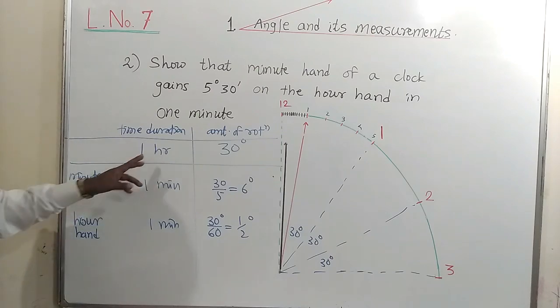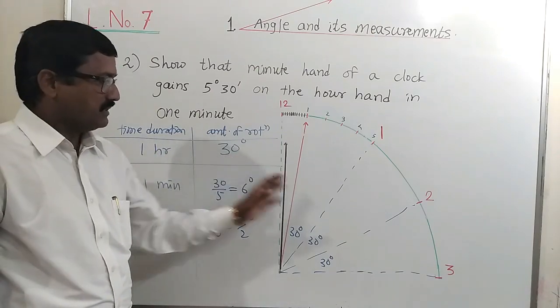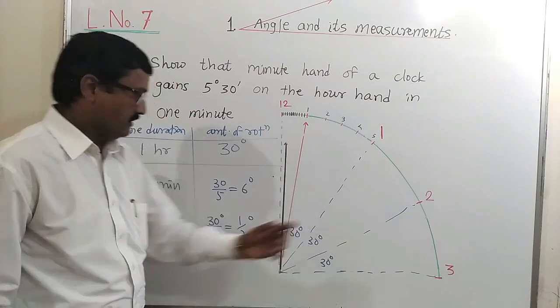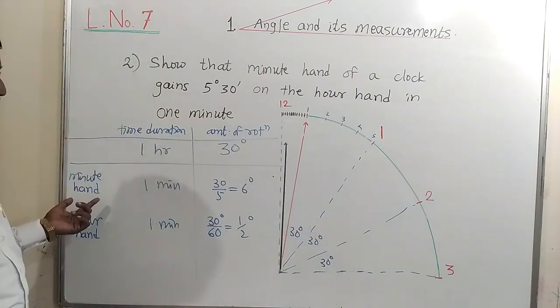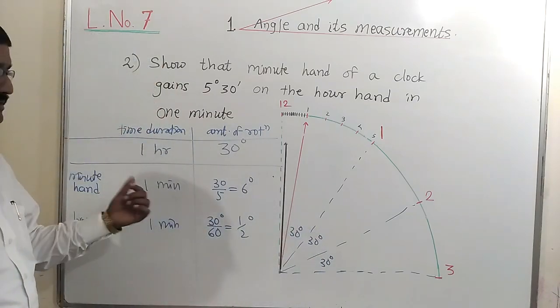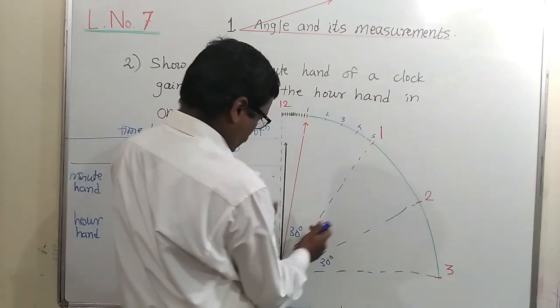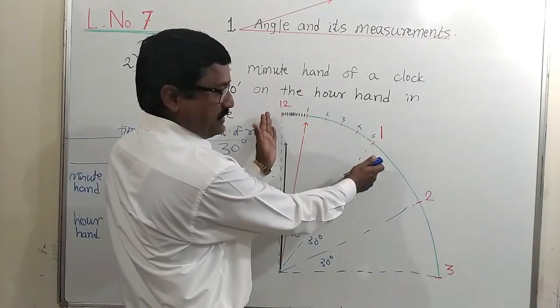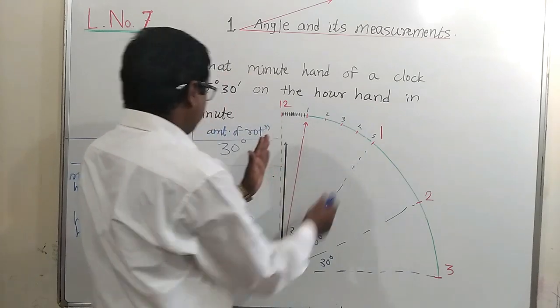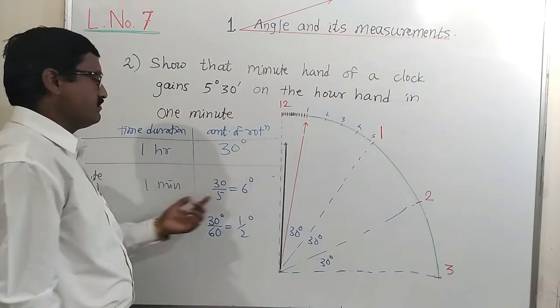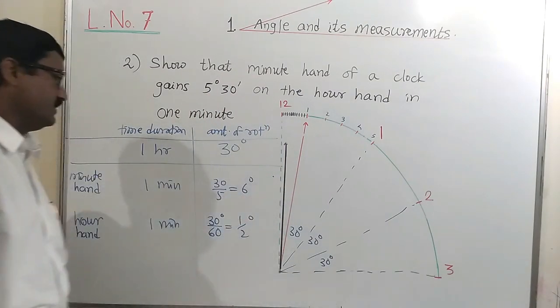See once again, in 1 hour the angle will be 30 degrees. Now in case of the minute hand, 1 minute is equal to, because in this 30 degrees there are 5 minutes, 30 degrees equal to 5 minutes, so 1 minute is equal to 30 upon 5, that is 6 degrees.